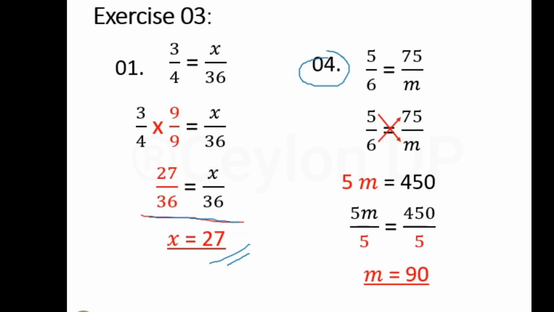To isolate m, you have to divide 5m by 5 at the same time, because the equal mark is there. You have to divide 450 by 5, and then the answer is m equals 90. Right? Using these examples, you can do the previous exercise also, the rest of the questions.